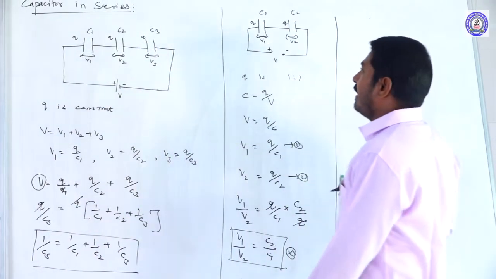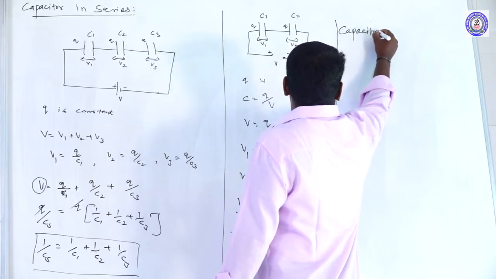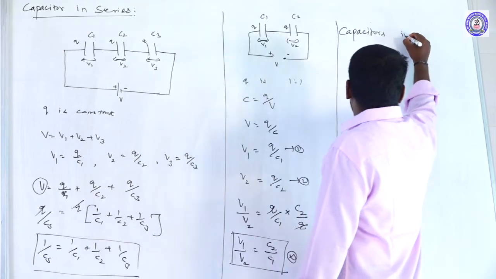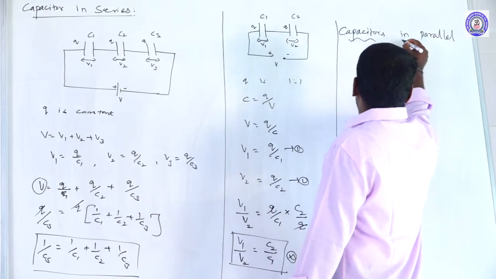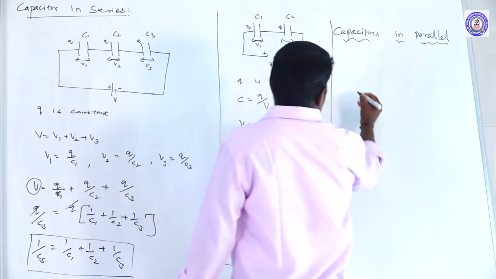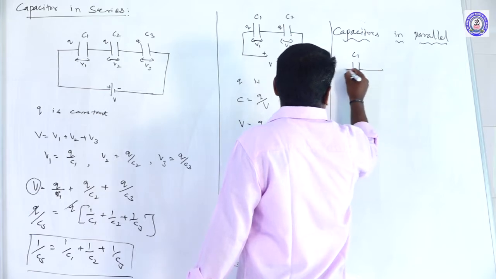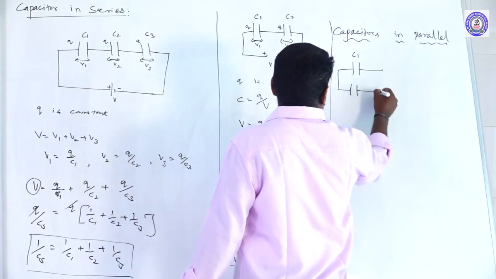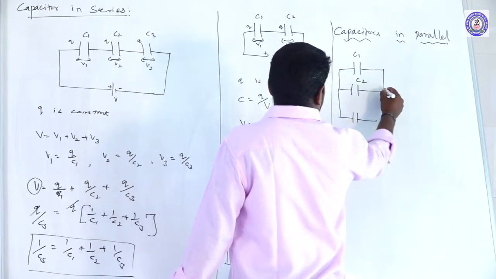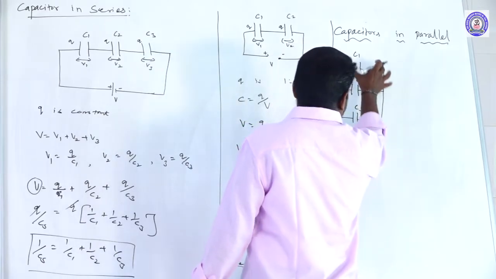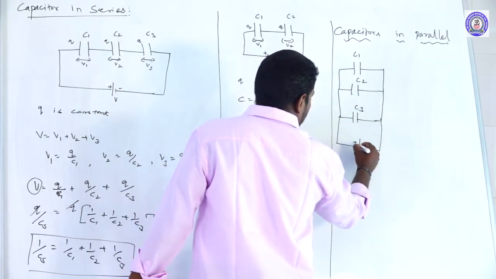Then capacitors connected in parallel. Capacitors in parallel. There are three capacitors with different capacitances. C1. Another capacitor has a capacitance C2. Another capacitor has a capacitance C3, connected in parallel combination across the potential difference V.